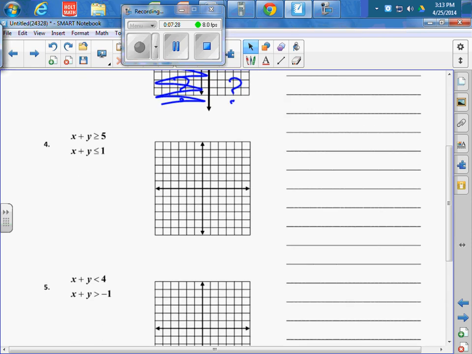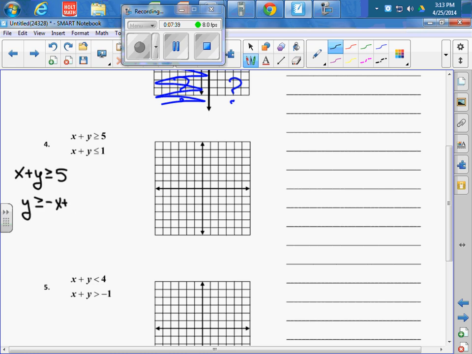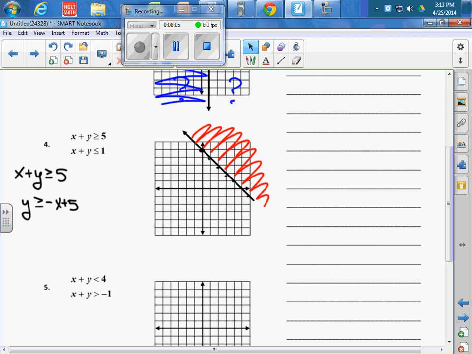Number 4. Write each of these in slope-intercept form. x plus y is greater than or equal to 5. Subtracting x from both sides, y is greater than or equal to -x plus 5. Well, that means I'm going to be starting at +5 on the y-axis, down 1, right 1. And dotted or solid, it will be a solid line. It says greater than, so I'm going to need to shade above the line. So I have all that.